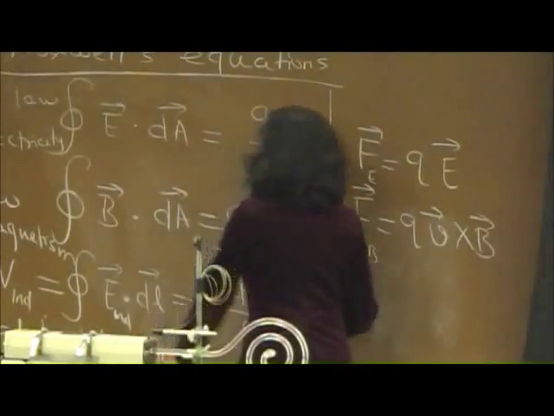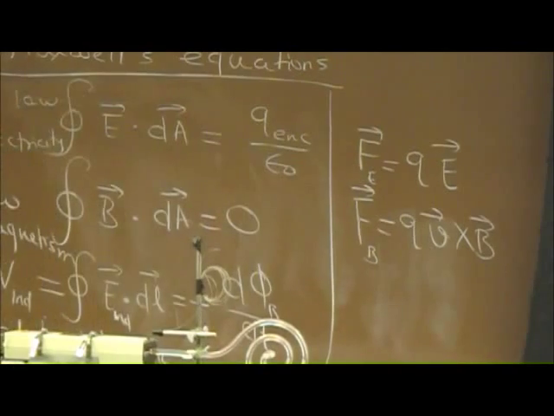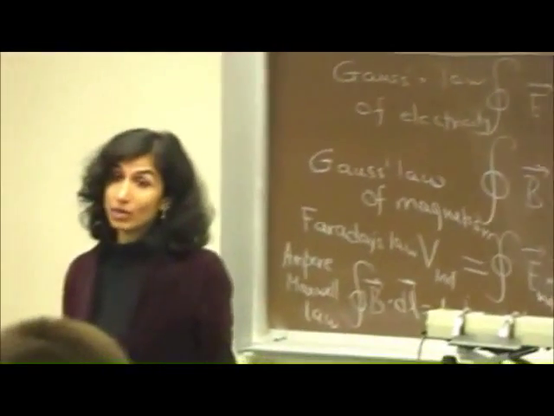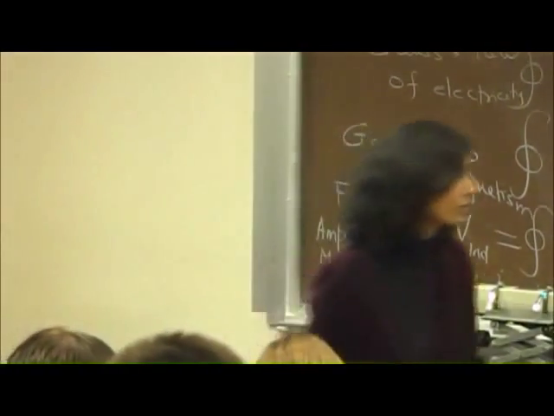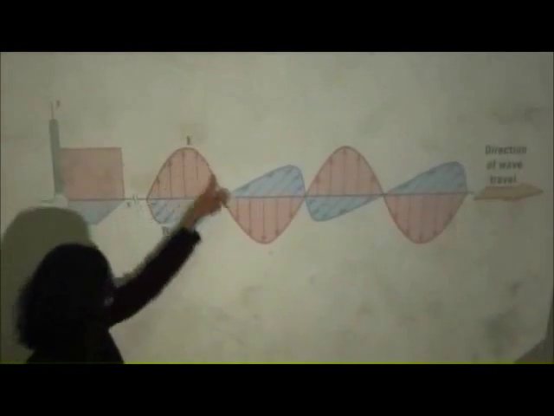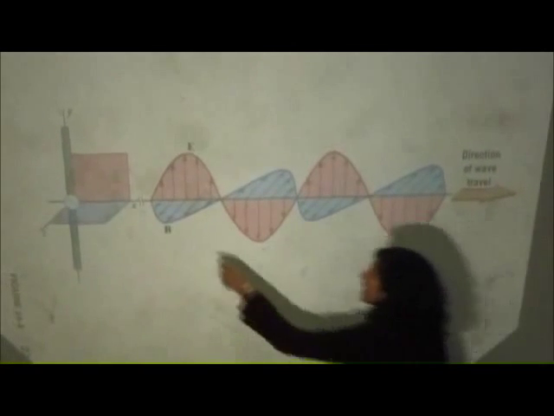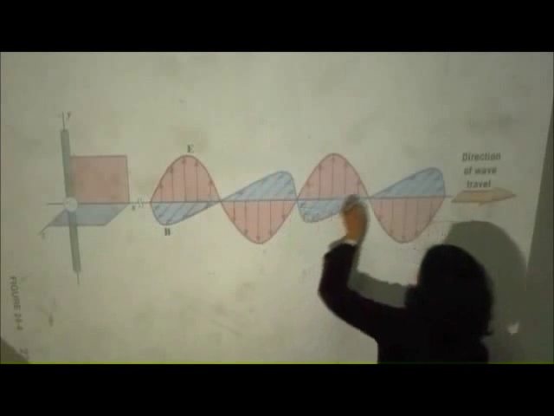Now, using these equations, one of the great things about Maxwell's contribution, as soon as we figured out this thing about displacement current, he was able to show that light, as we know it, is an electromagnetic wave. What is an electromagnetic wave? An electromagnetic wave is a wave that has a changing electric field, an electric field that is sinusoidal, as you can see here. It's changing with time, and it has a magnetic field that is changing with time.